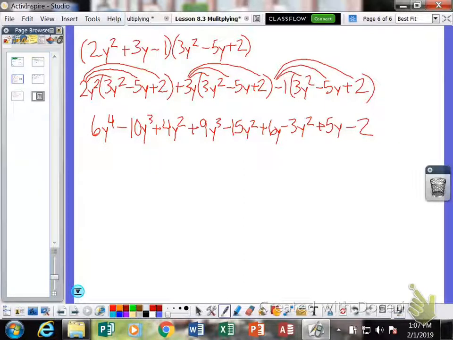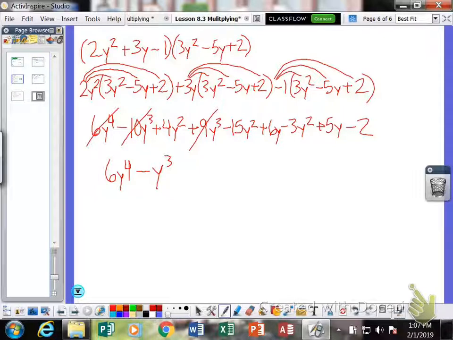So now we can combine like terms. There's no other term with the y to the fourth power, so I'm going to bring that down. So I have 6y to the fourth. That's taken care of. I have negative 10y to the third plus 9y to the third, and that is all the third powers there. It's going to give me negative y cubed. I'm going to cross them off because I'm done with them.